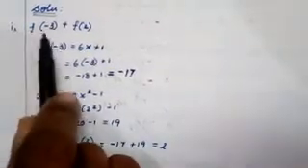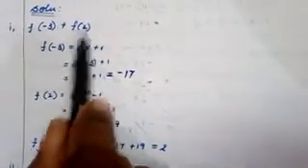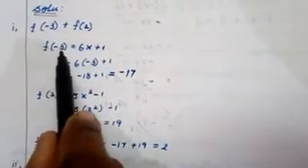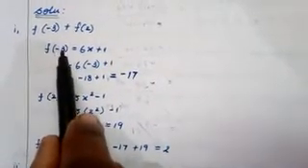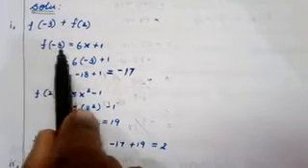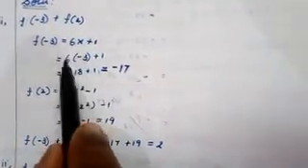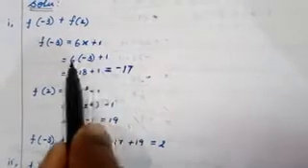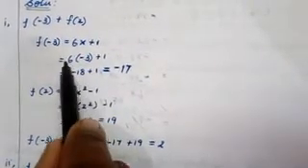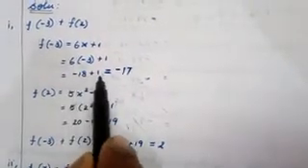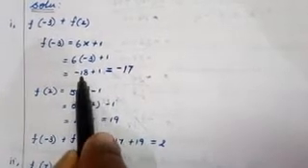Now first problem, f of minus 3 plus f of 2. f of minus 3 lies in the first category, 6x plus 1. So f of minus 3 equals 6x plus 1, where the x value is minus 3. 6 into minus 3 plus 1. 6 threes are 18, so minus 18 plus 1 is minus 17.